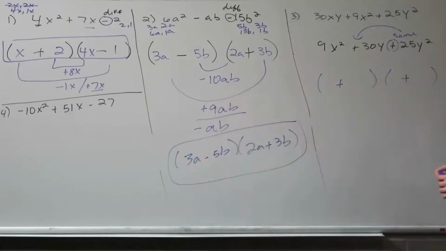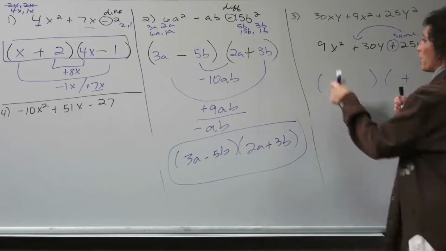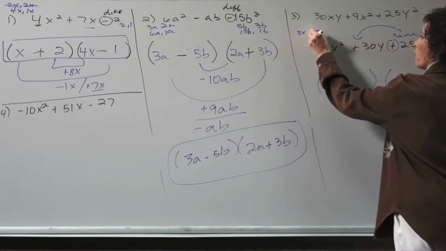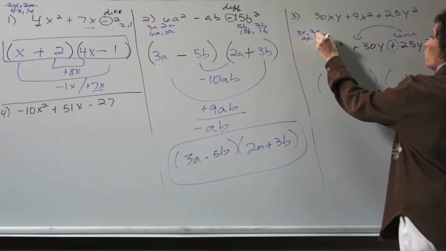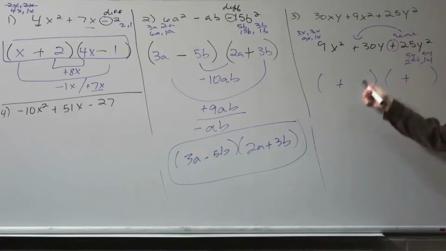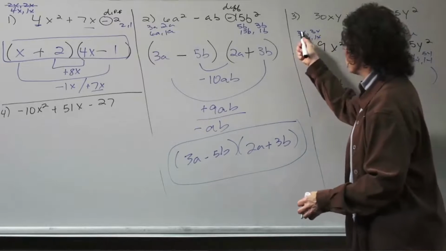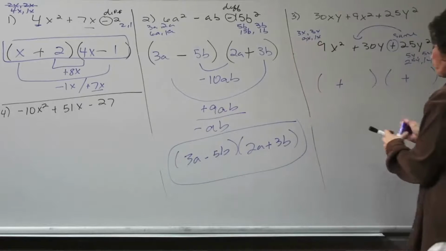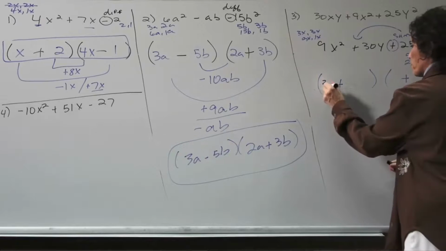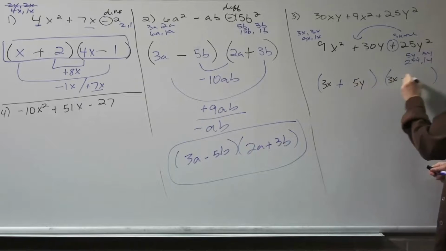But sometimes we do. So 9x squared is 3x and 3x, or 9x and 1x. 25y squared is 5y and 5y, or 25y and 1y. Notice I am not factoring the middle term. So guess which ones I would try? Yes, these are closest. 3x and 3x. And here I would try 5y and 5y.